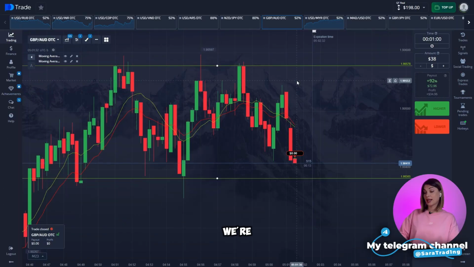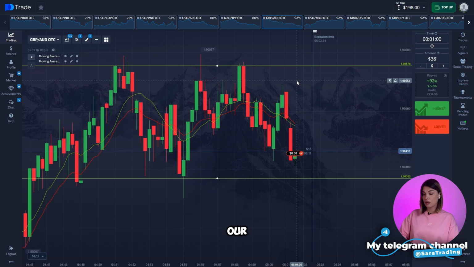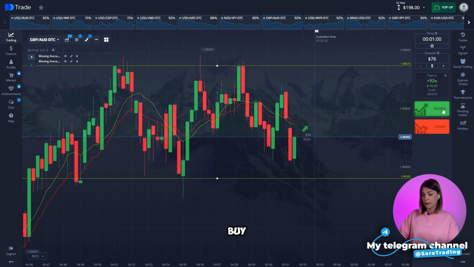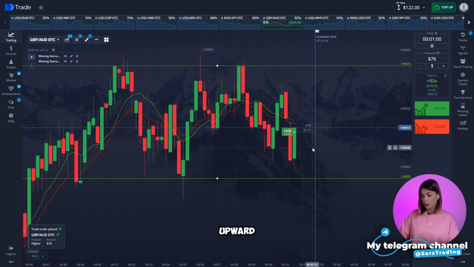So friends, here we are getting a loss. Unfortunately, our price made a corrective movement and we were closed in the red. Here we set the amount to $76 and open again to buy. This time for the price to move upward.